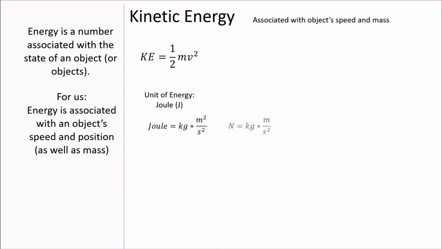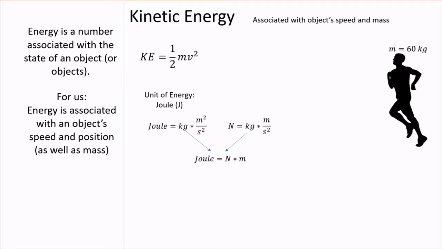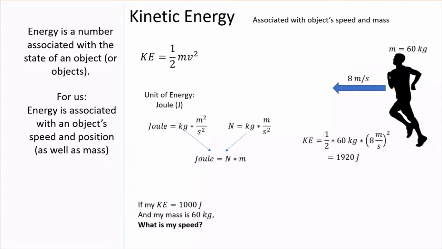If you remember that a newton is a kilogram times a meter per second squared, you can play around a bit and realize that a joule is also a newton times a meter. So, as an example, if I have a mass of 60 kilograms and I run at a speed of 8 meters per second, then we can calculate my kinetic energy. My Ke equals 1/2 times 60 kilograms times 8 meters per second squared, which, if we do the arithmetic, is 1920 joules. Alternatively, I could tell you that my kinetic energy is 1000 joules and my mass is still 60 kilograms. How fast am I moving?